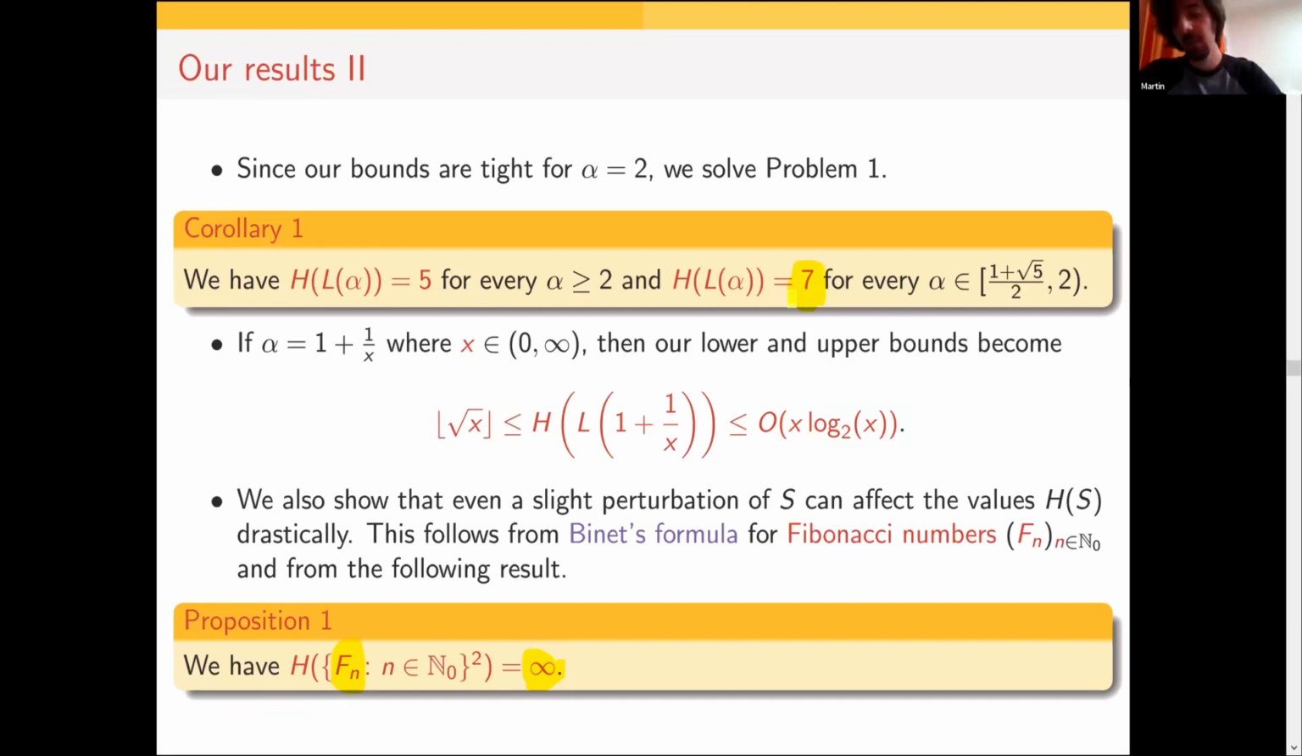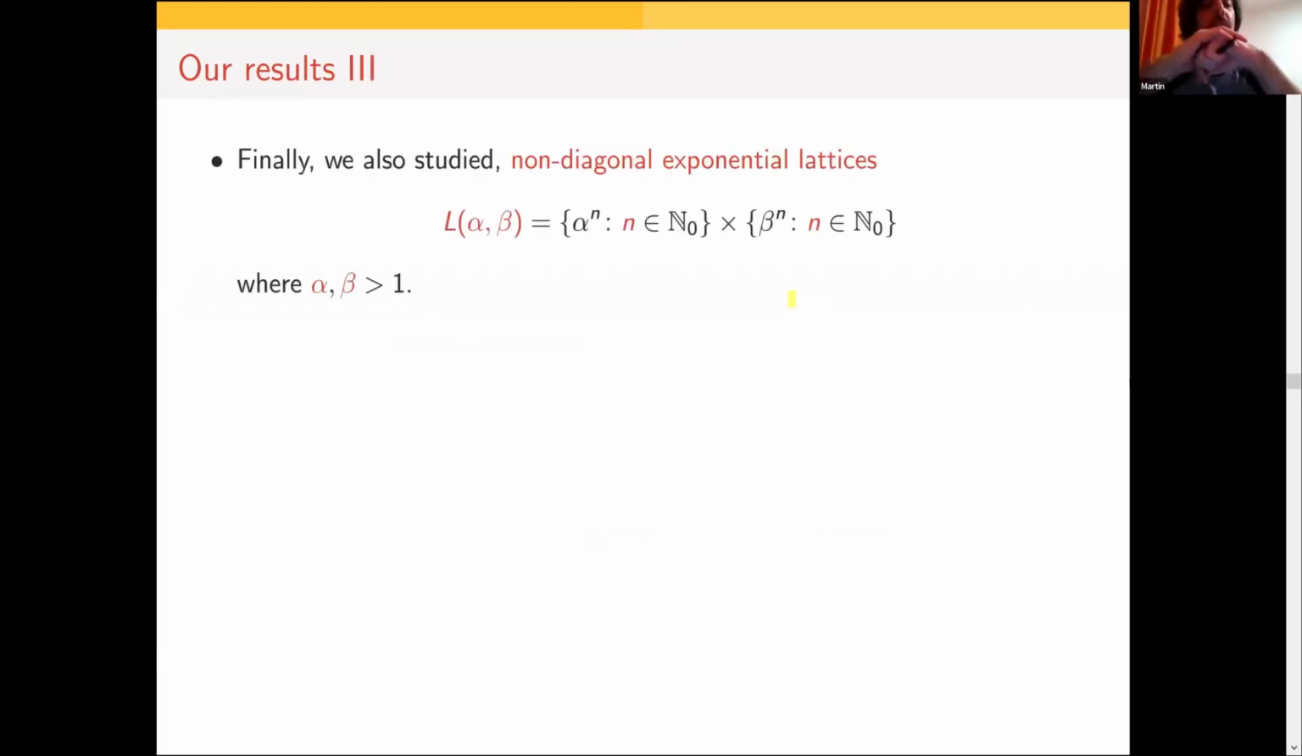So this is one other result that we have. And finally, last result that I want to mention. We wanted to settle these exponential lattices in the plane completely. So we also looked at these non-diagonal exponential lattices. Let L alpha beta be the exponential lattice where the columns have coordinates with base alpha, and the rows have coordinates with base beta, where alpha and beta are arbitrary real numbers.